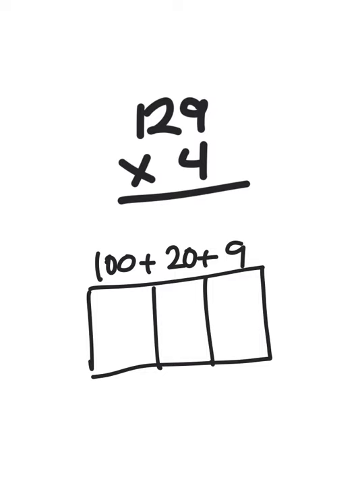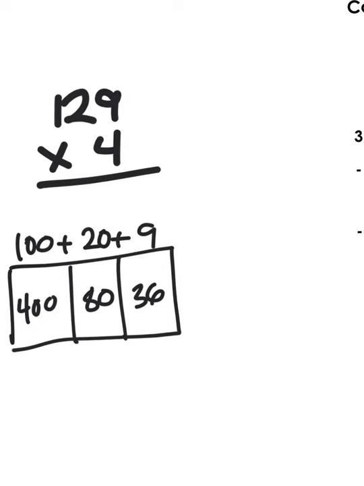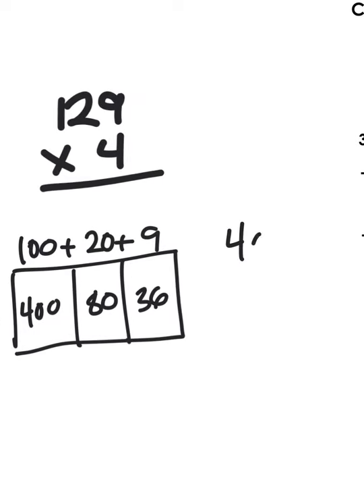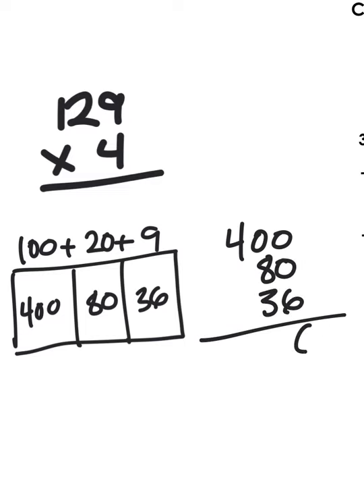129 is 100 plus 2 tens and 9 ones. If I multiply each one by 4, 4 times 100 is 400. 4 times 20 is 80. 4 times 9 is 36. So then I add those 3 parts together, just like I would in my partial products approach. And it looks like I got my initial dividend of 516.